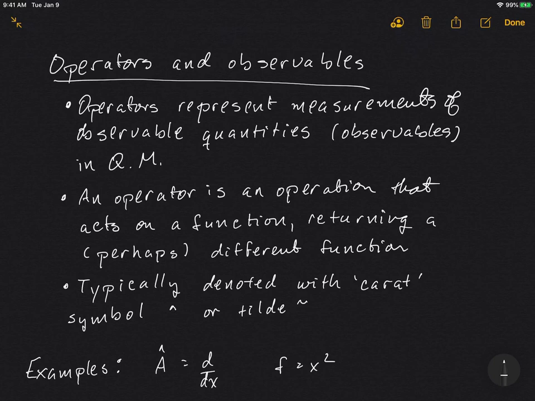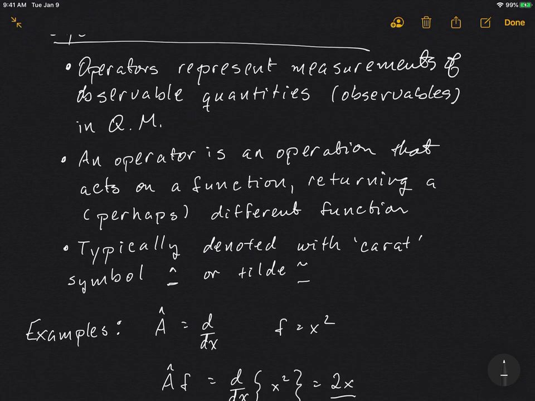An operator is an operation that acts on a function, and it can change it. It can return a different kind of function. And operators are typically represented in quantum mechanics with a caret symbol above the letter or other mathematical symbol representing the operator, or a tilde over it.